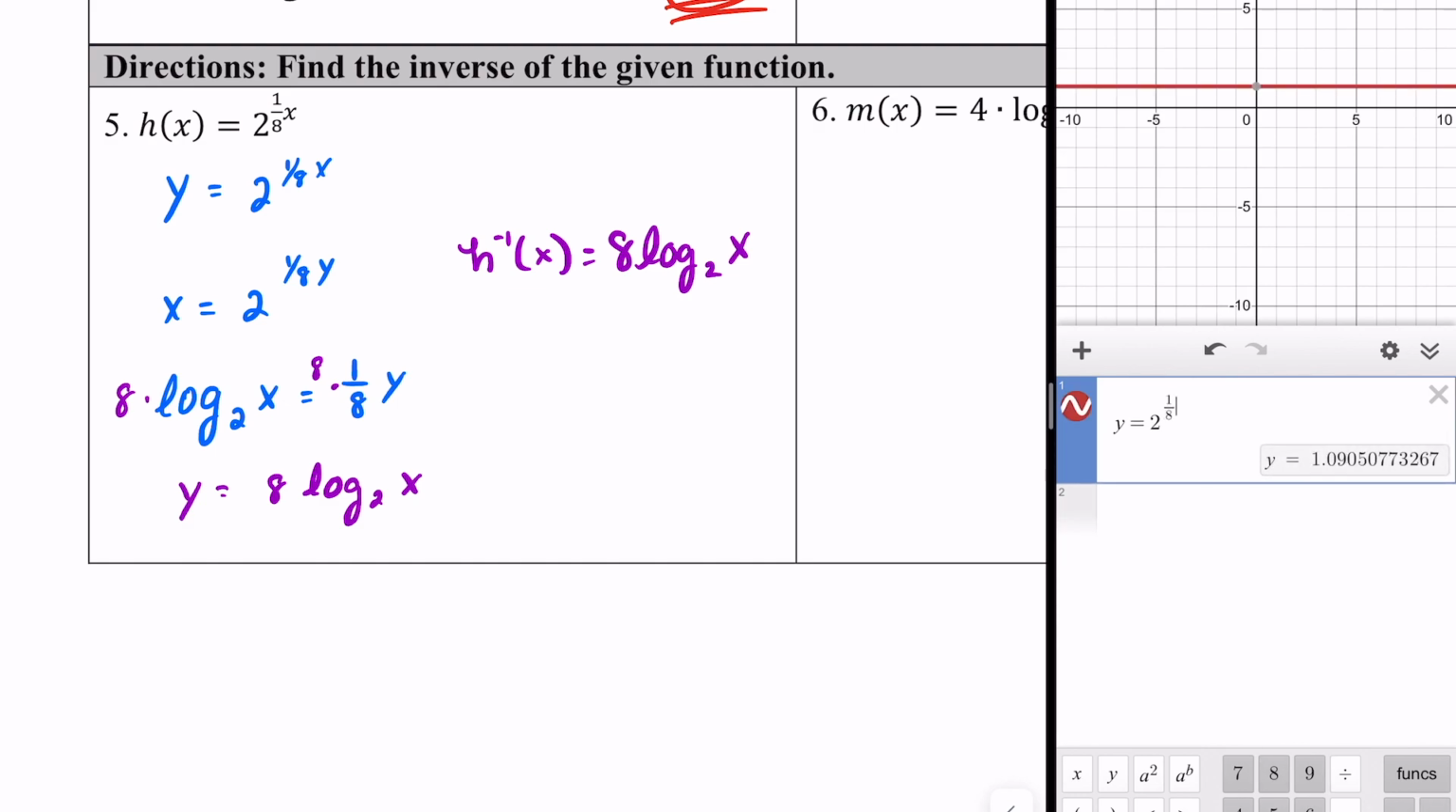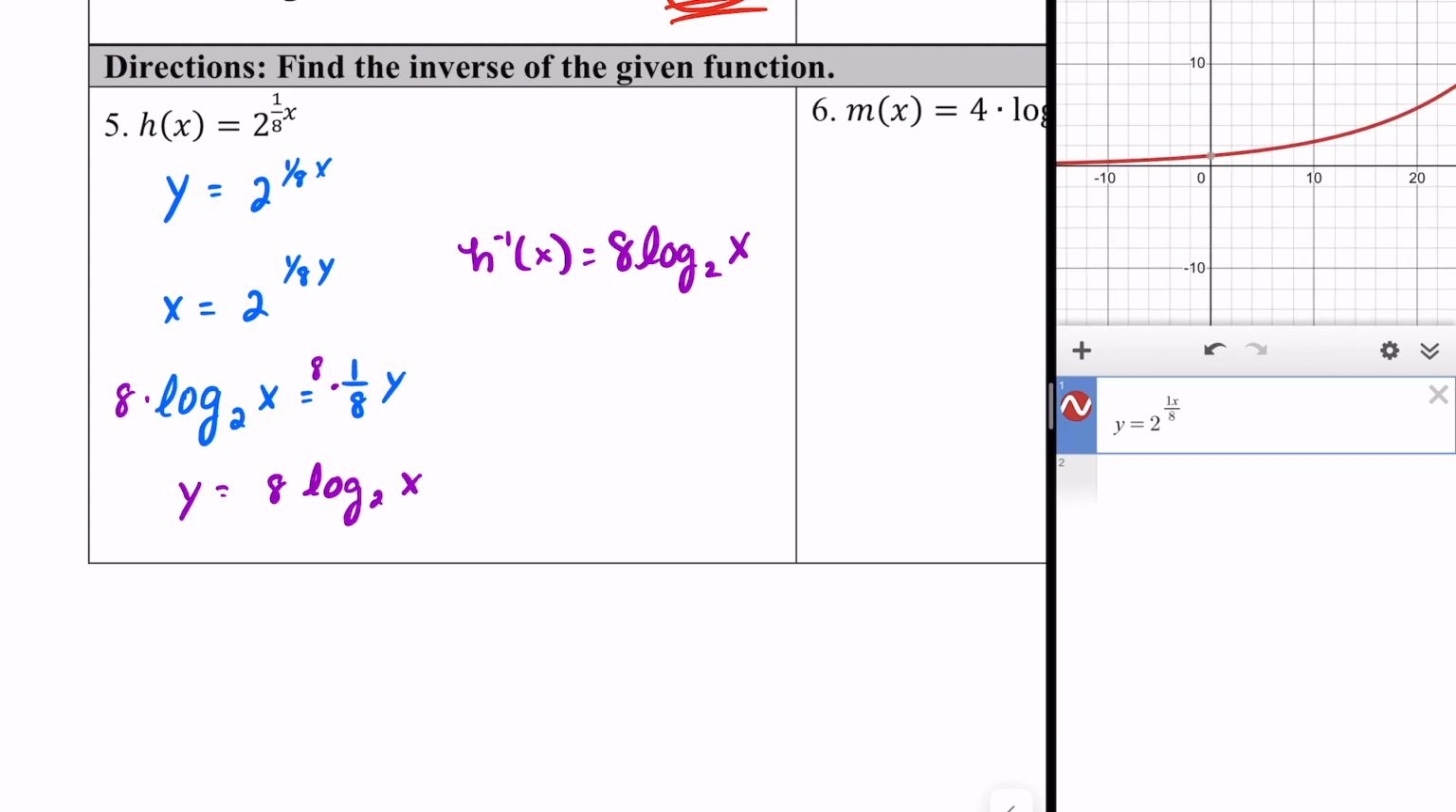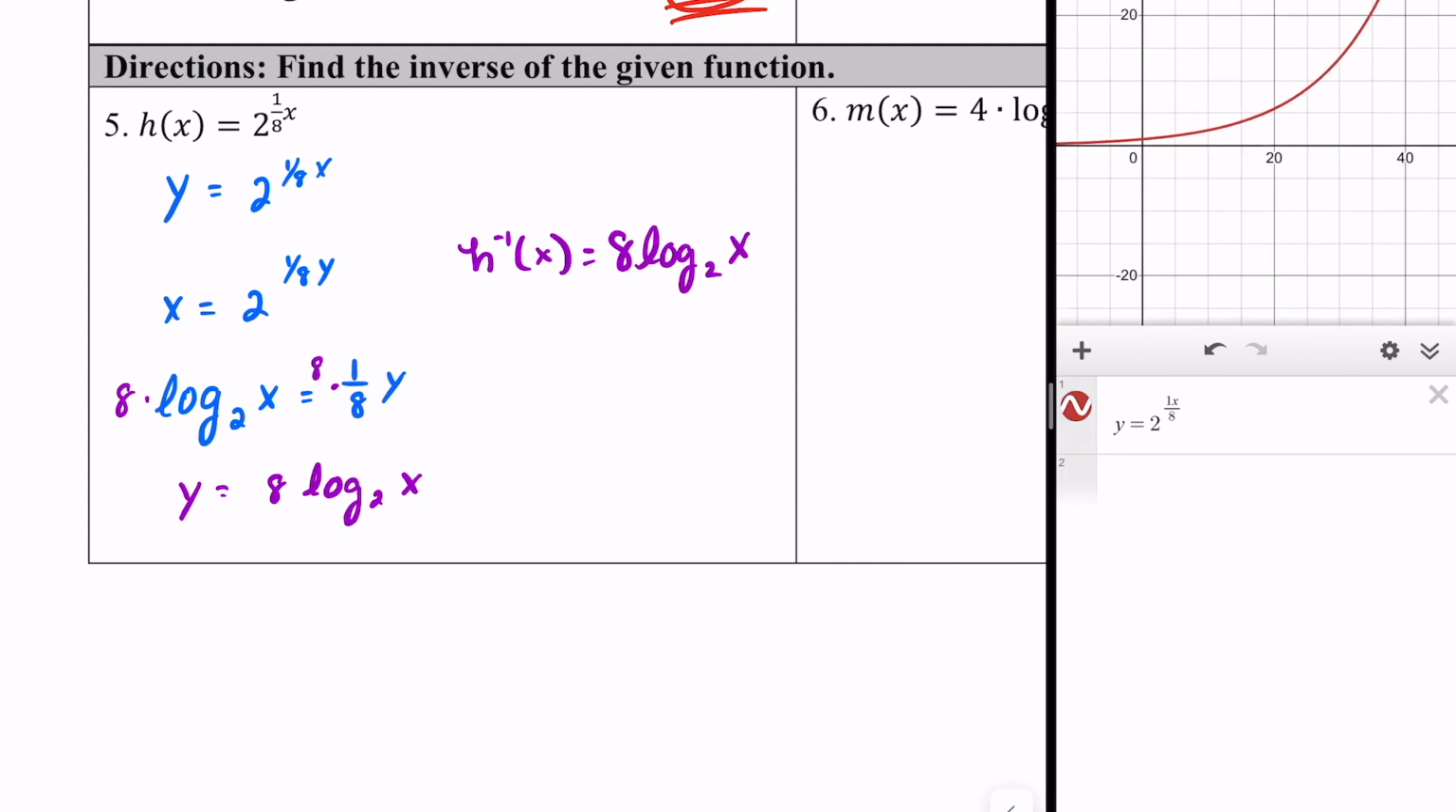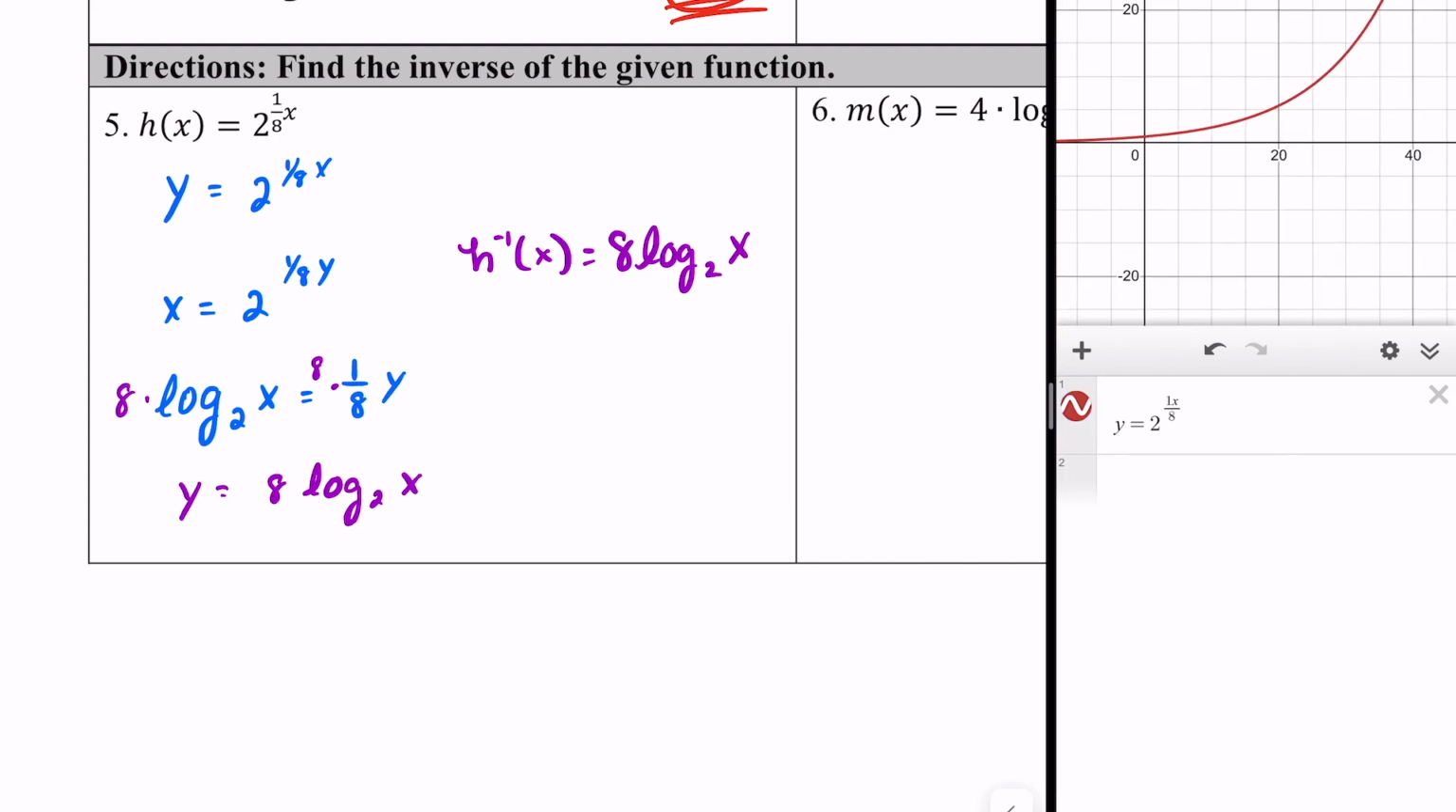Like I had the x off to the side rather, up here in the numerator. I'm going to put it up top because that's where we really want to show it. x over 8. And you can see you get this exponential growth function. The base is 2, so that's going to grow. And then here's the inverse.